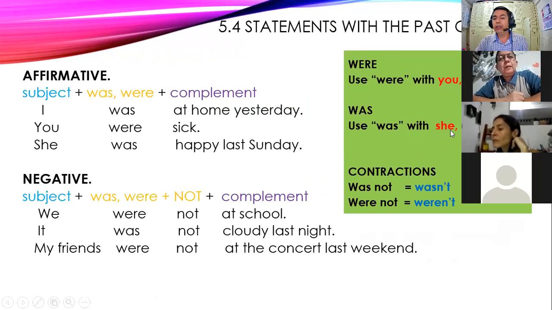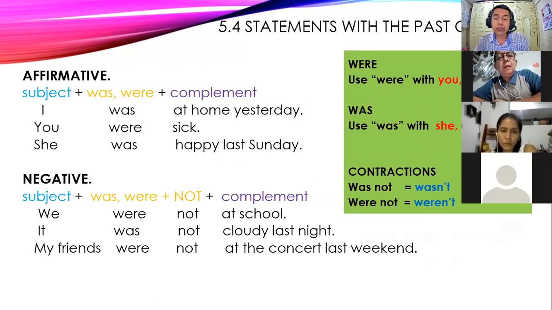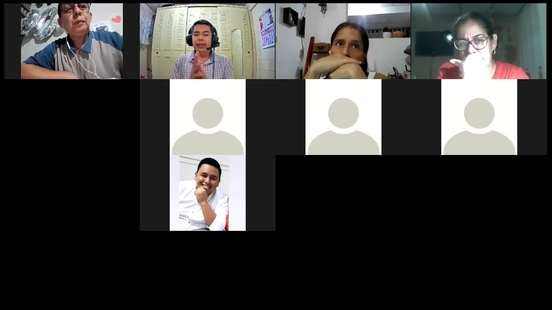And also when I say was, I can say my mother was, Rolando was, my brother was. Also we can say, for example, Fido was, okay? Or other noun, for example, my car was, right? And notice the contraction here. Was not is wasn't, were not is weren't in negative, right? Okay, good. Now I'm going to make a little quiz, right?